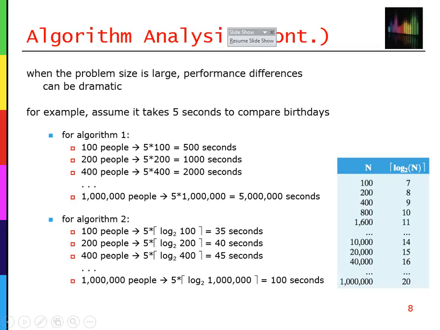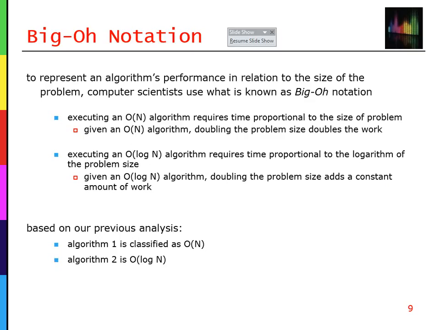So when the problem size is large, it takes more and more time on an O of n algorithm compared to an algorithm that does a logarithmic operation. So if there's 100 people, that's going to be 100 comparisons, each one taking 5 seconds. That's 500 seconds. If there's 100 people and we have a log base 2 of 100, that actually equals about 35 seconds, because since it's logarithmic in nature, we only have to compute that part of it.